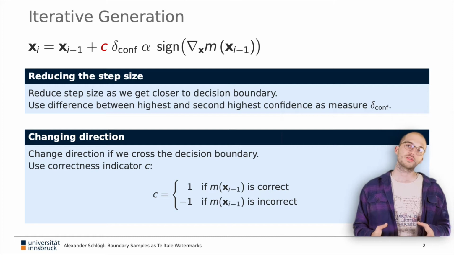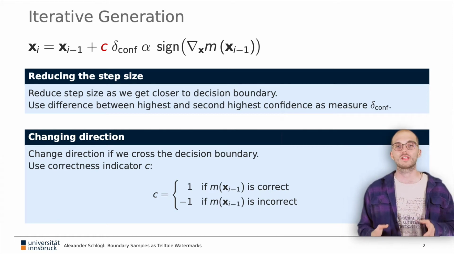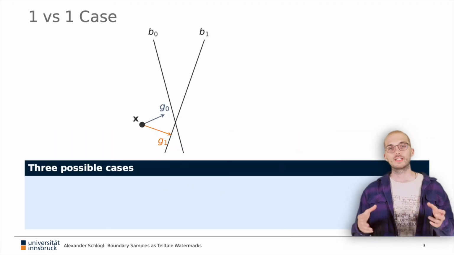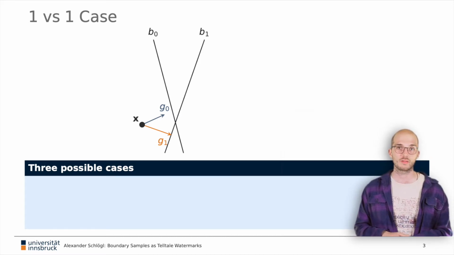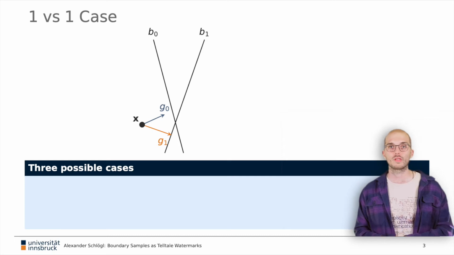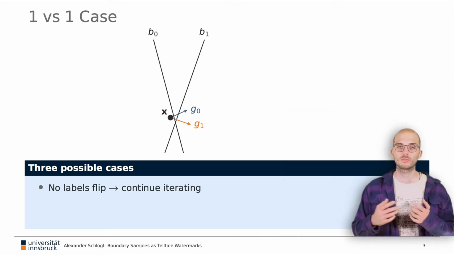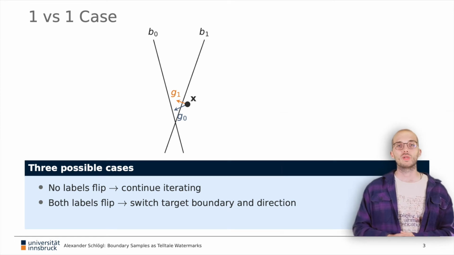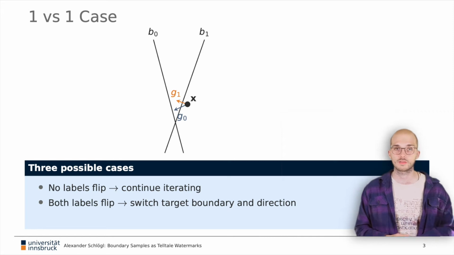However, approaching the decision boundary alone is insufficient for the generation of boundary samples, as these must lay between the decision boundaries of different microarchitectures. Given two gradients, G0 and G1, each belonging to a respective decision boundary, we approach the closer decision boundary given by the smaller delta conf. If we approach but do not cross this decision boundary, we can just keep executing more and more iterations. If we move past both decision boundaries at once, we now target the other boundary and our correctness indicator takes care of the change direction.